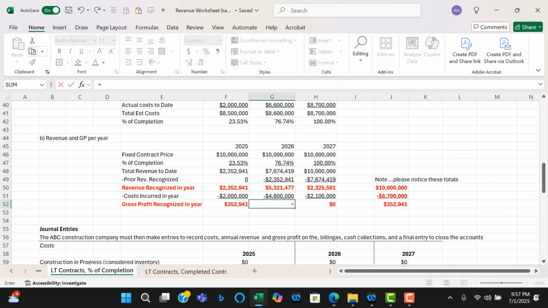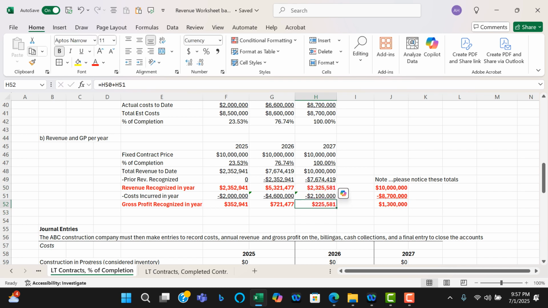So we're going to recognize revenue of 5,321,000 minus 4,600,000. We're going to recognize gross profit of 721,477 in the second year, in 2026. And in 2027, we're going to recognize revenue of 2.3 million, more or less, minus 2,100. So just a bit of gross profit. And so we're going to recognize gross profit of 225,581.